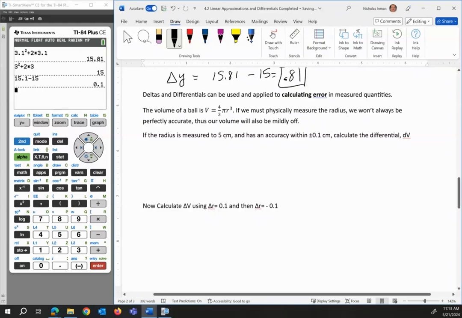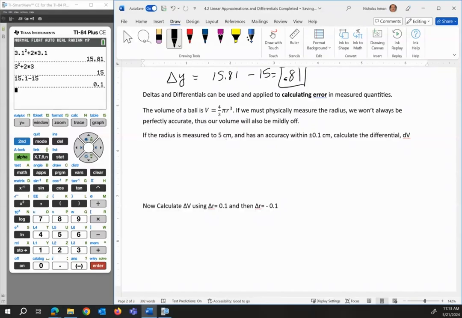When do you go to millimeters? How accurate can we truly be? Okay, so we have this thing. Let's say that we can be accurate within 0.1 centimeters. Okay, so let's calculate our differential dV.